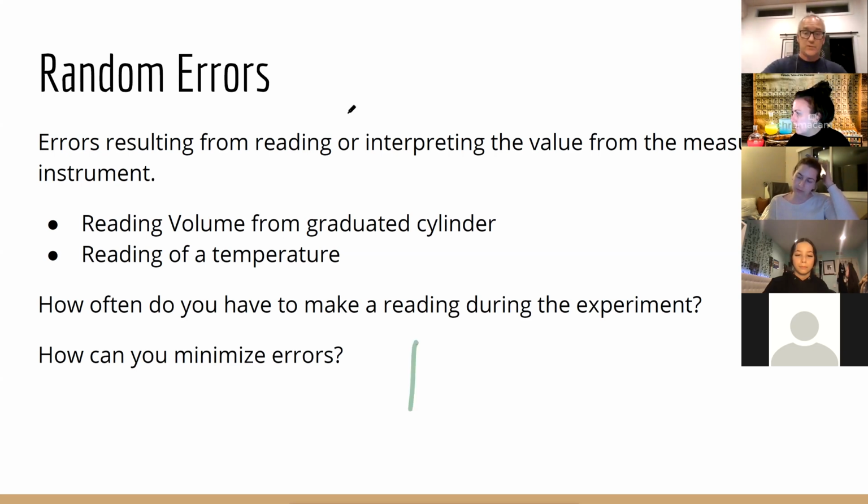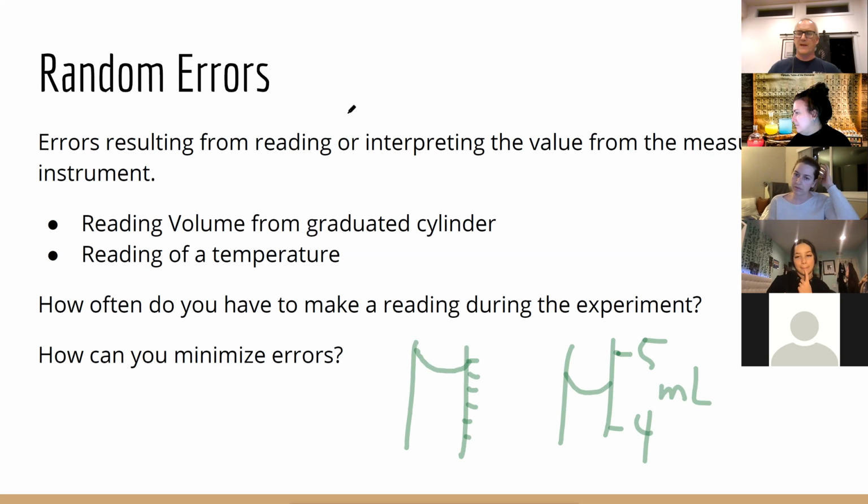So if you have a graduated cylinder and it has marks on the side to tell you what the volume is, what if your meniscus comes right in between two of them? Let me draw it a little bit better. So here is 5 and here is 4 mils. Now it's up to you to determine, what is this measurement? Well, we go from the bottom of the meniscus, so it's about there. Some people would say it's 4.4. Some people would say it's 4.5.